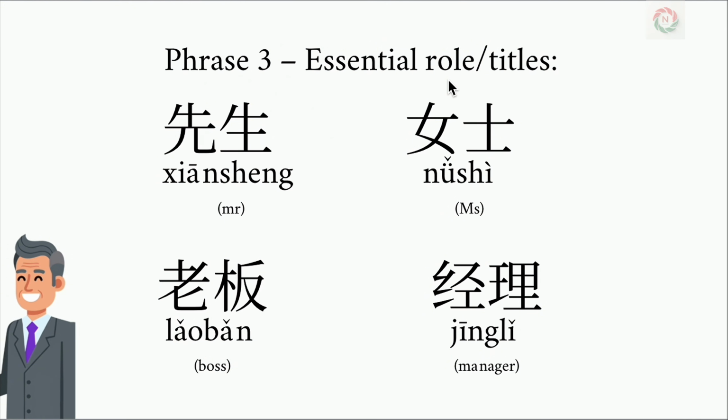Then, essential roles and titles that you need to learn at this stage. We have 先生, which means Mr. Please pronounce it, 先生. We have 女士, 老板, 经理. Let's go again. 先生, 女士, 老板, 经理.